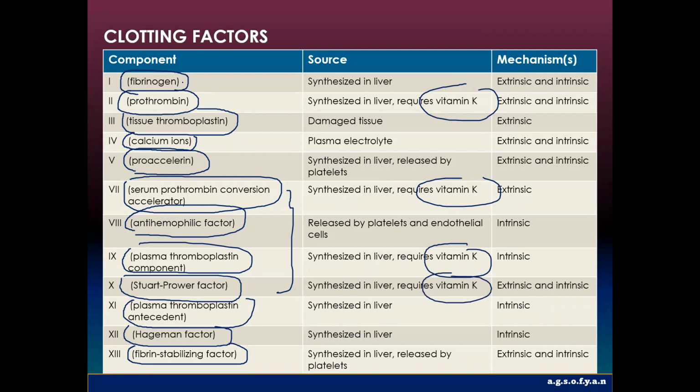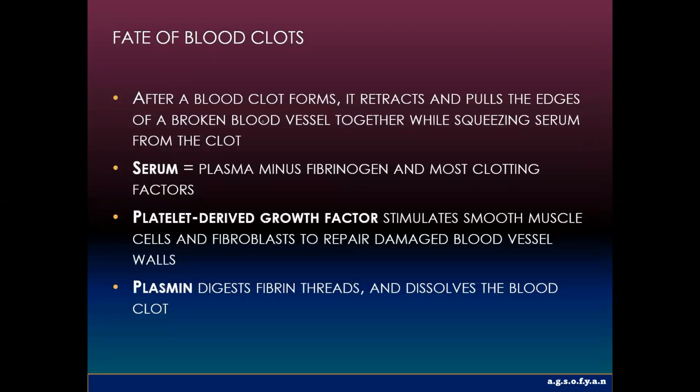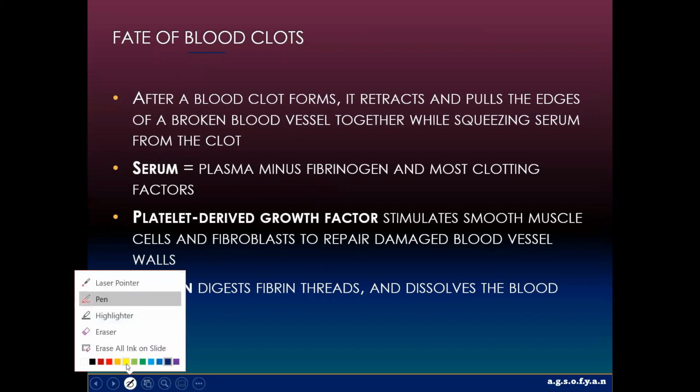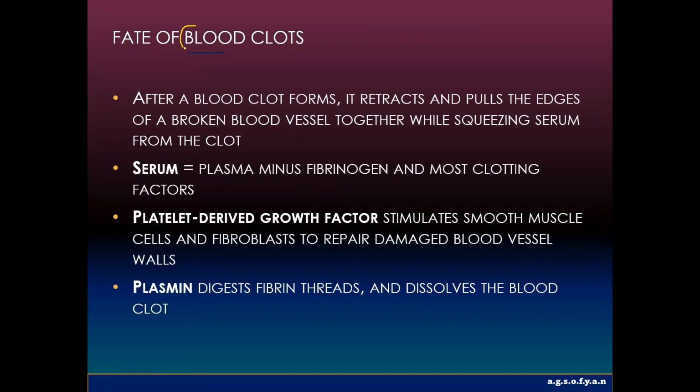Okay, so again, if we see one by one, we need fibrinogens. We also need vitamin K. We need calciums, and we need the platelet for clotting factor. Now, what happened with the blood clot after they finish sealing the broken blood vessels?